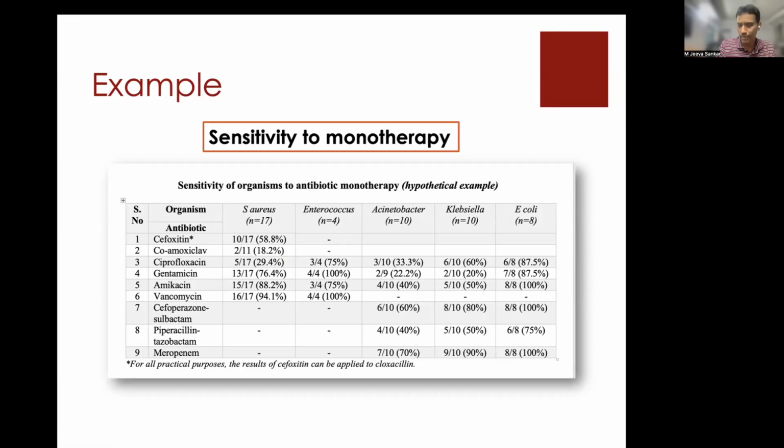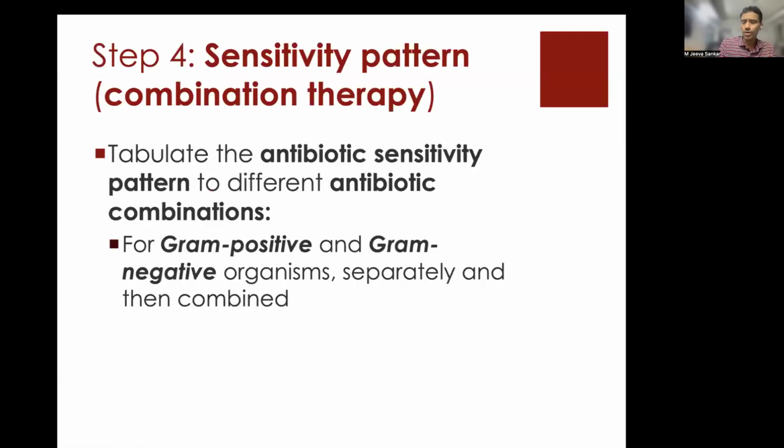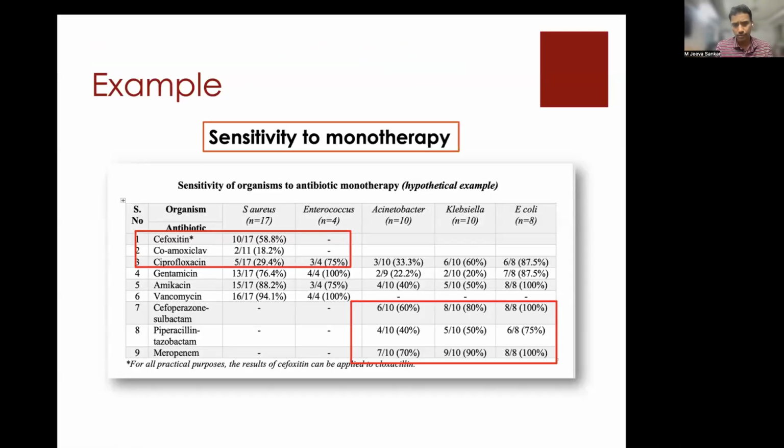This shows sensitivity to a single drug, a single antibiotic, that's monotherapy. For example, here, Staph aureus is about 60% sensitive to cloxacillin, which is the equivalent of methicillin. So that means 60% are methicillin sensitive. And it's only 18% sensitive to amoxicillin and about 30% to ciprofloxacin. So that's how you interpret this. Now, if you look at the gram-negative organisms, Acinetobacter, Klebsiella, E. coli, you can see that about 60% are sensitive to one drug, about 75% of E. coli are sensitive to another, and so on and so forth.